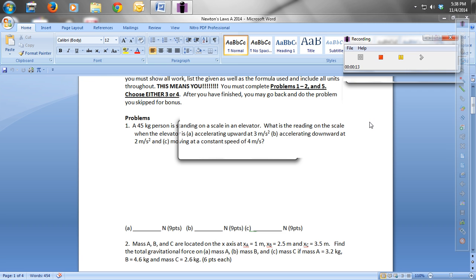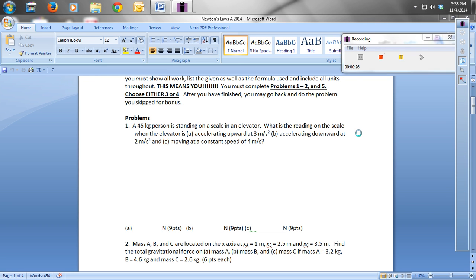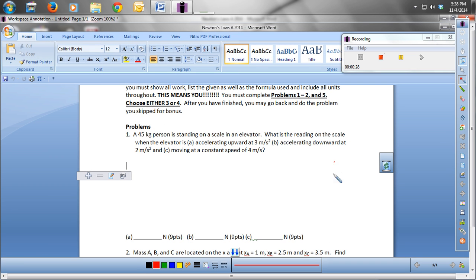First one says you have a person standing in an elevator. So the first thing I want to do is draw a free body diagram. Please notice that free body diagrams have arrows to show you the direction of the force. So this is the weight, which is mg. This is the tension. I'm going to let anything pointing up be positive and down be negative.